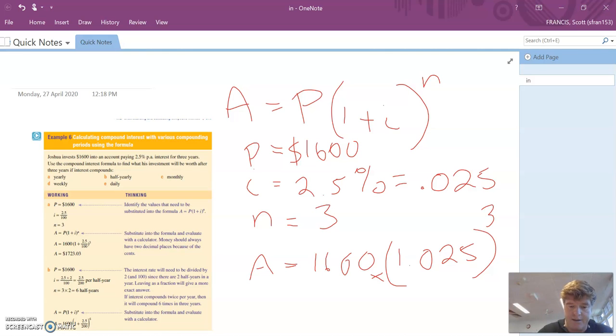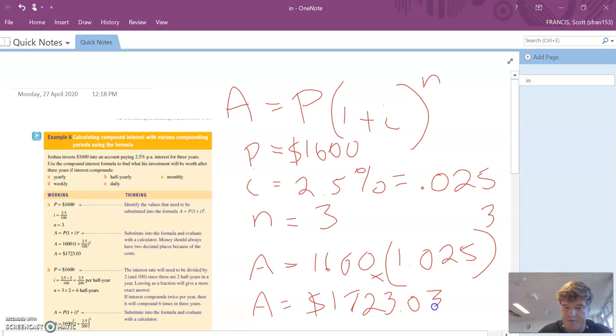The answer I get is $1,723. The amount equals $1,723. And 3 cents to be precise. $1,723.03 to be precise. So that's what we're asked to find, what the investment's going to be worth in 3 years' time. So that's what we do.